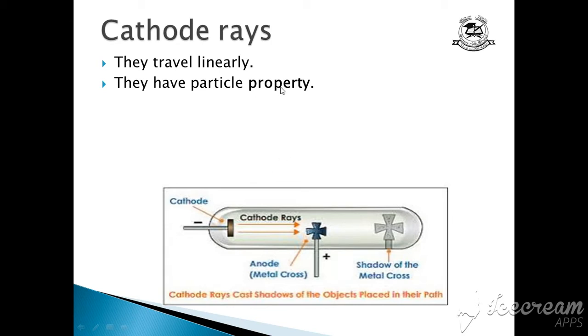They have particle property because when a light paddle wheel is kept here, they will strike it and cause it to rotate. They produce fluorescence. These rays, although invisible, cause some material to glow or produce fluorescence.